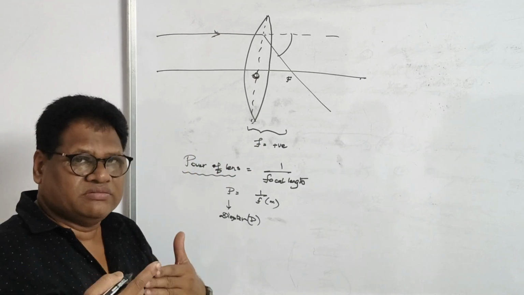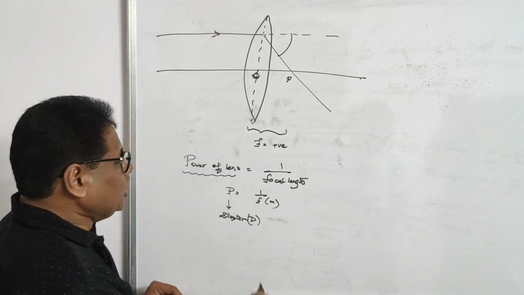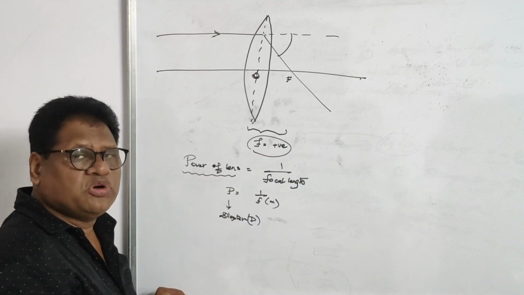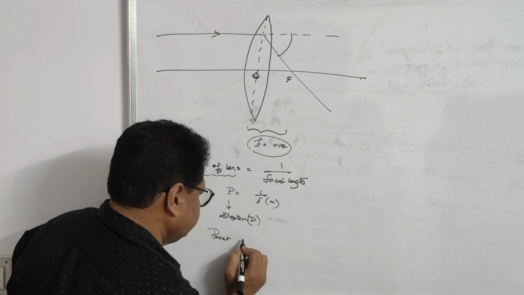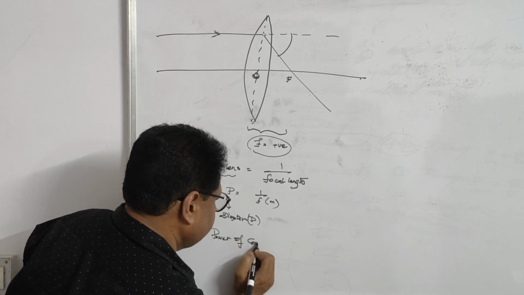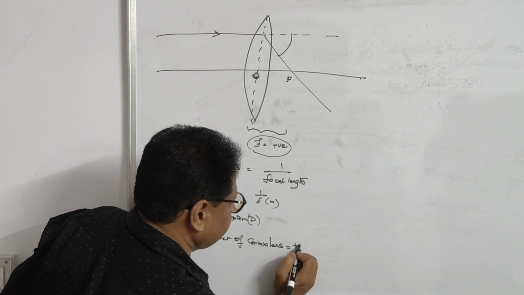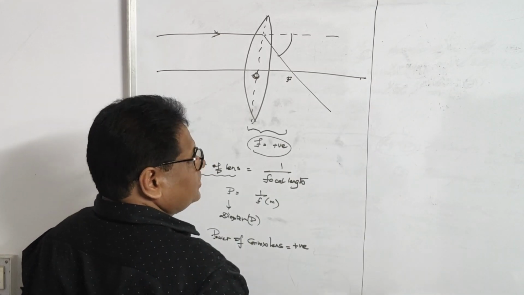What about the sign? The power of a convex lens is positive. You know why? Because the focal length is positive. Here, this focal length is positive. So the power of a convex lens is positive.